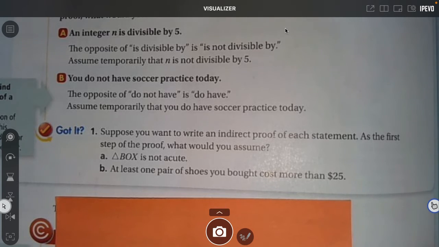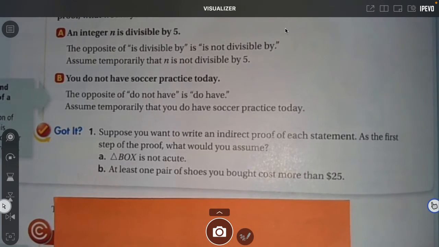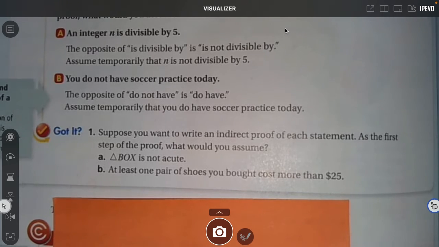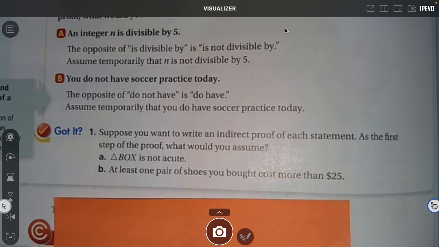Yes. What did you say? At least one pair of shoes cost less than $25? You could say that. You could change it like that, or you can just use the word not. Did not cost more. That's probably what I would say, just did not cost more than $25. What did they say? It said assume temporarily that no pairs of shoes cost more than $25. So see, they even did theirs a little different. But as long as you change it to make it the opposite.